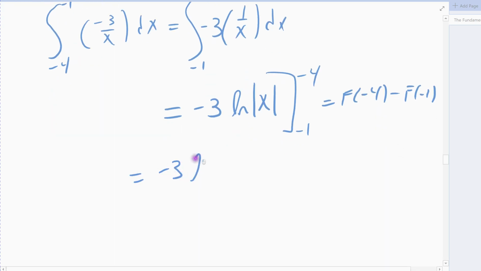So negative 3 times the natural log of the absolute value of negative 1. I said it, and then I forgot to put it. Minus, so actually plus, I'm going to change that to plus. Minus a negative 3 is really a plus 3, times the natural log of the absolute value of negative 4.